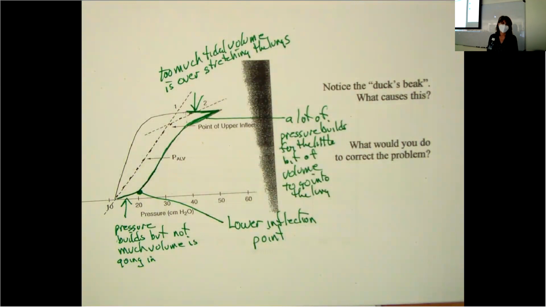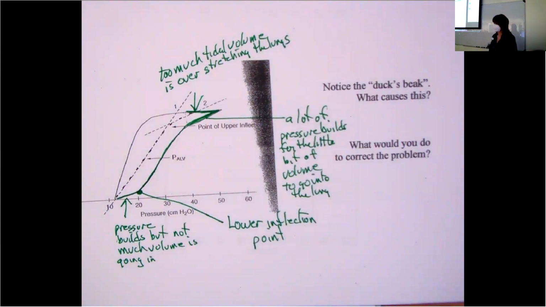What did I write? It's supposed to say going into the lung. So the lungs are already full with the tidal volume, and now pushing in that last little bit really overstretched the lung. So what could you do to correct the problem?